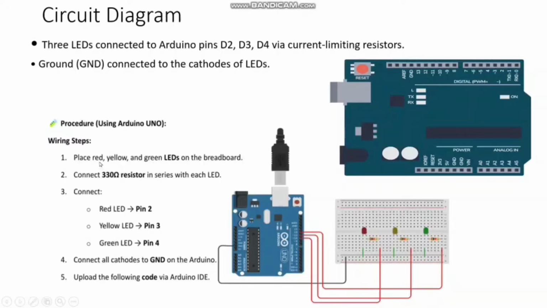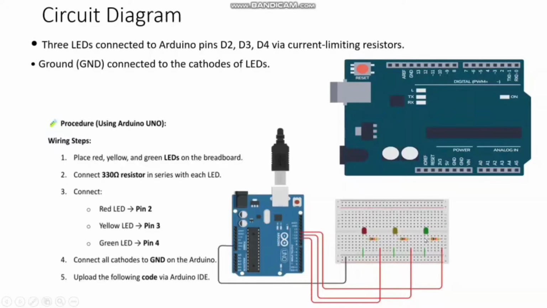The procedure is: you place the red, yellow, and green LEDs on the breadboard. This is the Tinkercad output. Connect your green LED, yellow, red LED. The positive you connect with the resistor. Then the green light you connect with pin number 12. I think you can see here 12. Then this is with 11 and this is with 10.